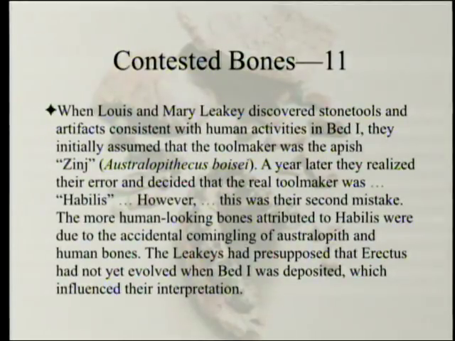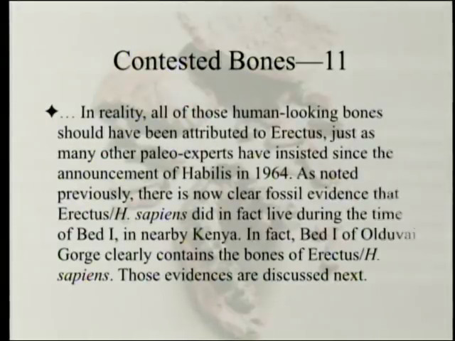When Lewis and Mary Leakey discovered stone tools and artifacts consistent with human activities in bed 1, they initially assumed that the toolmaker was the apish Zinj, Australopithecus boisei. A year later, they realized their error and decided that the real toolmaker was Habilis. However, this was their second mistake. The more human-looking bones attributed to Habilis were due to the accidental commingling of Australopith and human bones. The Leakeys had presupposed that Erectus had not yet evolved when bed 1 was deposited, which influenced their interpretation. In reality, all those human-looking bones should have been attributed to Erectus, just as many other paleo experts have insisted since the announcement of Habilis in 1964.